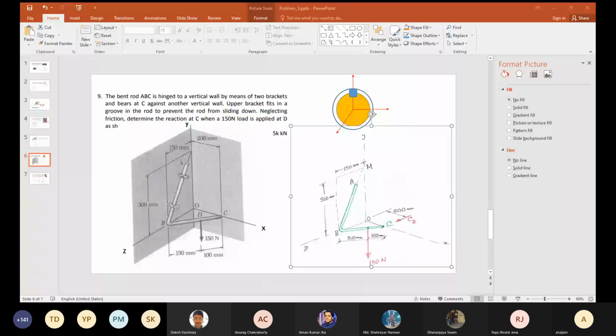Sir, if it is infinitesimally small, why are we restricting rotation? Why are we not considering rotation? Because if it is infinitely small, it allows rotation. Not in all directions it is possible.